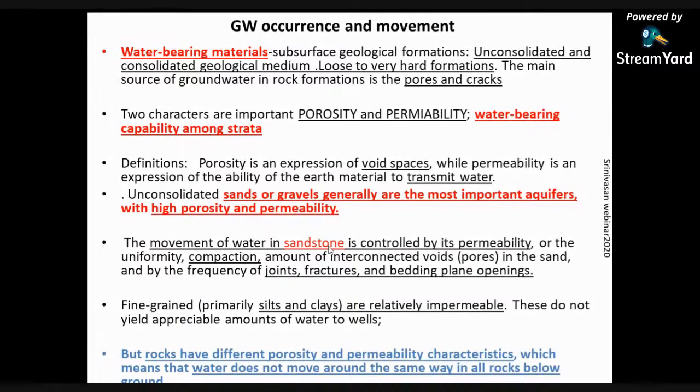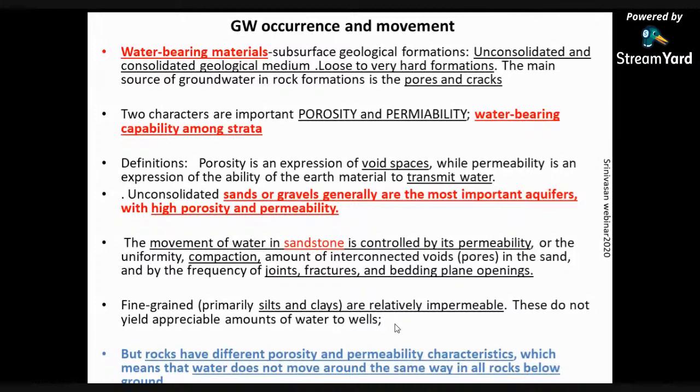The movement of water in sandstone is controlled by its permeability. So, for example, joint, fracture, bedding plane and all will be there, which we will see in the next video. But some formations below the surface, like silt and clay, do not have much pore. They are not that pervious. They are impervious. They don't hold much water.